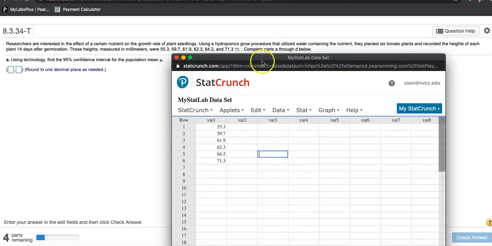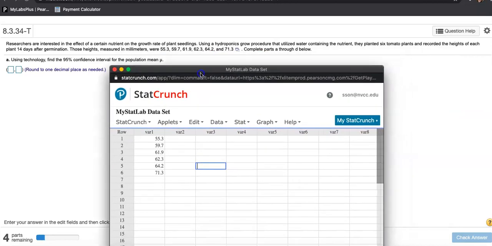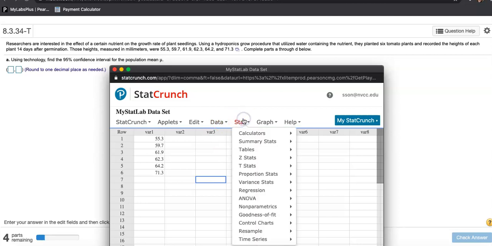All right. Using technology, find the 95% confidence interval for the population mean. Now, there's only one place to go. If you want to find a 95% confidence interval for population mean, go to stat, go to T-stat. For population mean, you don't know the population standard deviation, so this is the one where we have to use the t distribution. But you'll be able to calculate the sample standard deviation using those numbers.